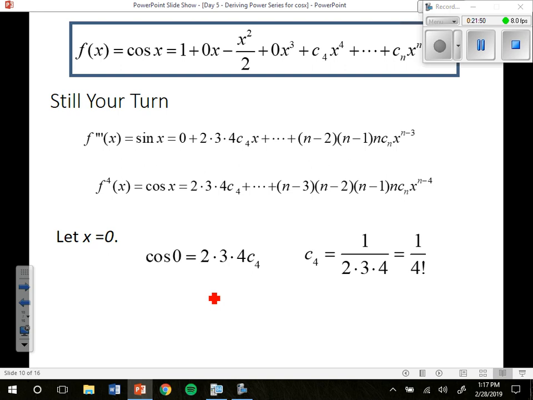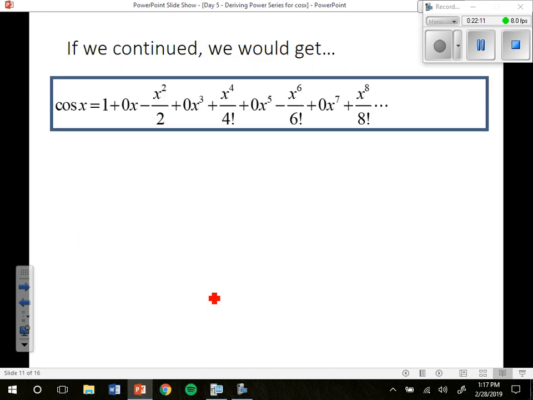What would happen if we went up another term, x to the 5th? What would our coefficient be? 0. And then we'd go up to our 6th. It'd be negative because it's going to alternate back, and it's going to be 1 over 6 factorial because we brought down 6, 5, 4, 3, 2 for our 6 derivatives. You see that? So this is what cosine x looks like.